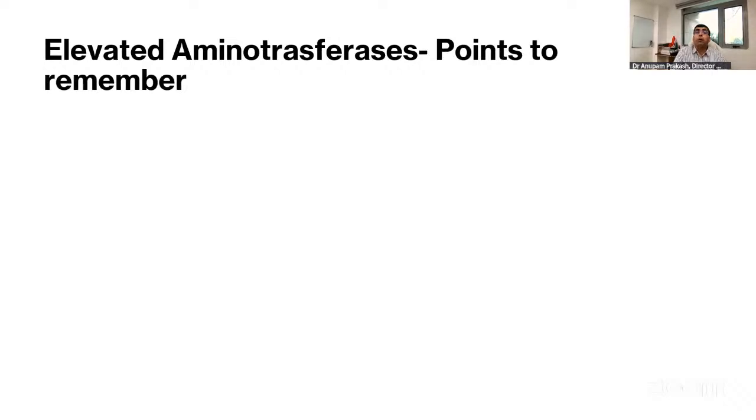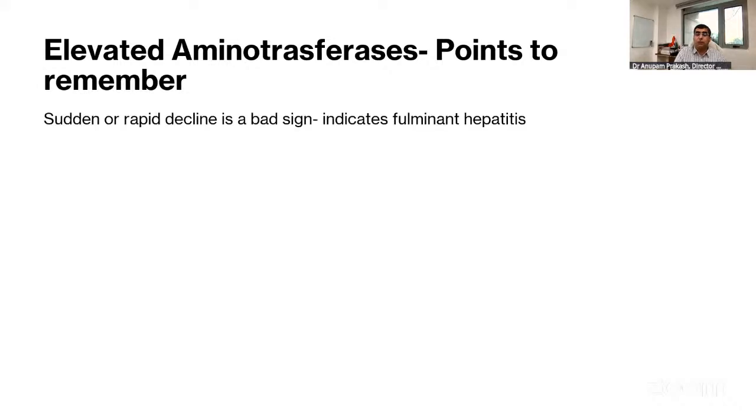Some important points when you are talking of transaminitis or elevated aminotransferases: you should always think if your patient has elevated aminotransferases and suddenly it goes up. Okay, we will talk of sudden or rapid decline. If it declines rapidly, then it is basically fulminant hepatitis. That means all your hepatocytes. So what will happen in the early stage when hepatocyte necrosis is there? Then all these aminotransferases will be released. So you will have a very severe surge.